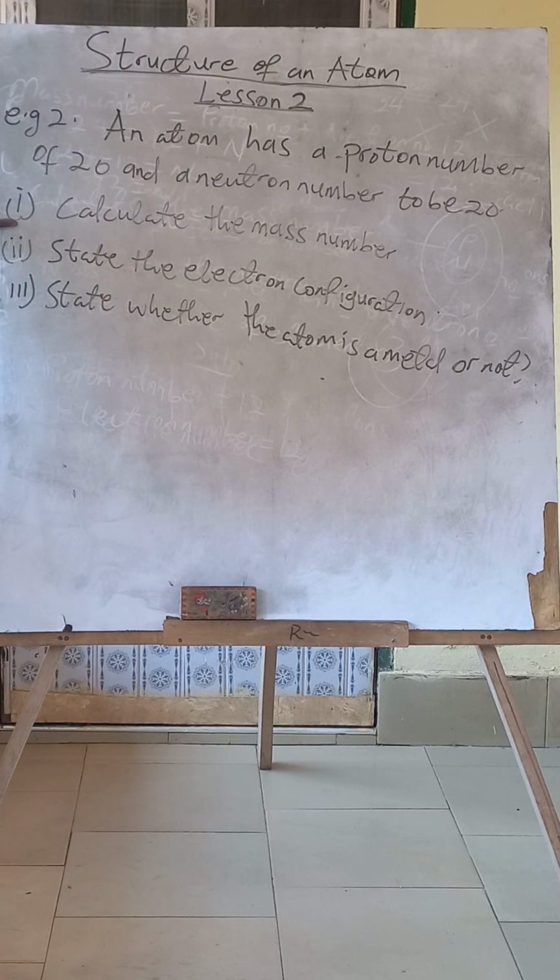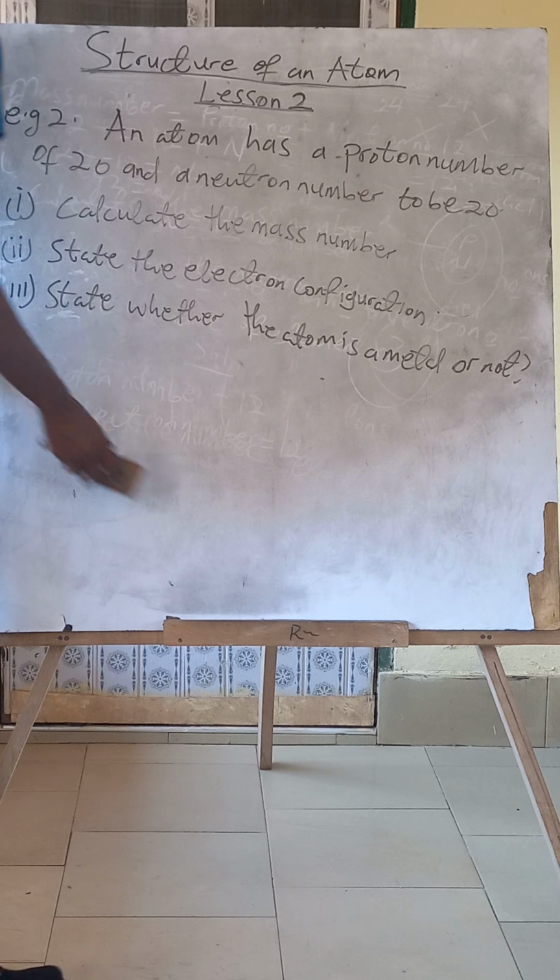So I'm going to solve question 1, that is, calculate the mass number. State the electronic configuration and state whether the atom is a metal or not. I will make another video on metals, non-metals and semi-metals, and you will get to know. So write this question down. When we get there, you'll be able to determine metals and semi-metals from any elements you're given, and state the electronic configuration too. That will be lesson 3, where I will talk about electronic configuration and ions.